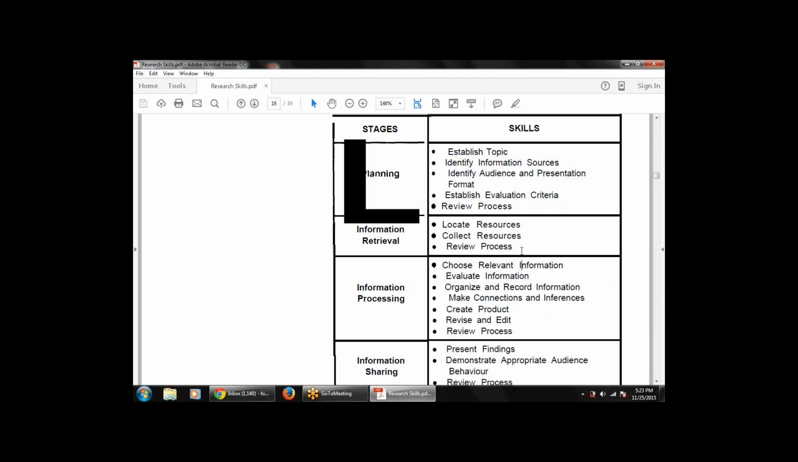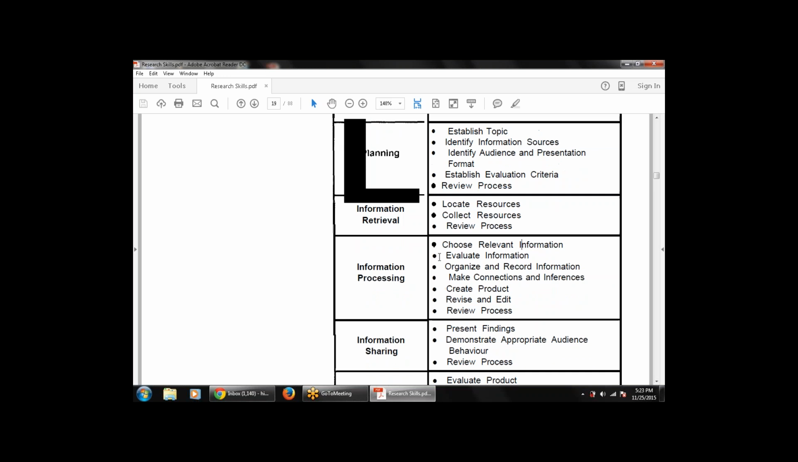So the first stage is planning, which includes various skills like establishing the topic, identifying the information sources, audience and the presentation format, evaluation criteria, and review process. Then in information retrieval, there are locate resources, collect resources, review process, then information processing: choose the relevant information, evaluate the information, organize and record the information, make connections and inferences, create product, revise and update, and then at last there is a review process.